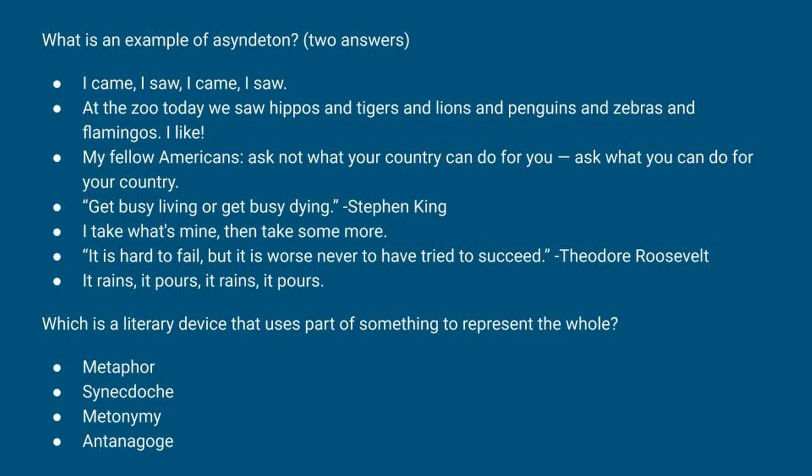Next question. Which is a literary device that uses part of something to represent the whole? Metaphor, synecdoche, metonymy, or antenagoge?